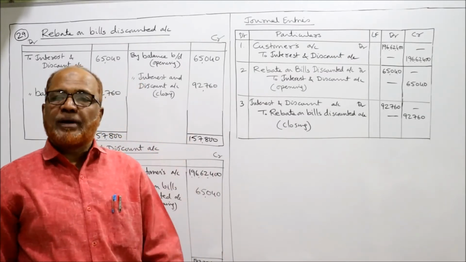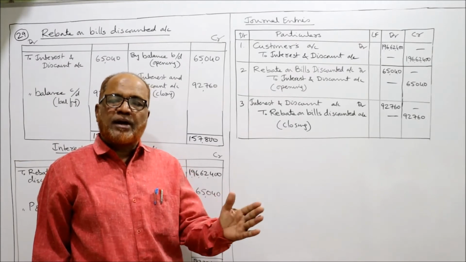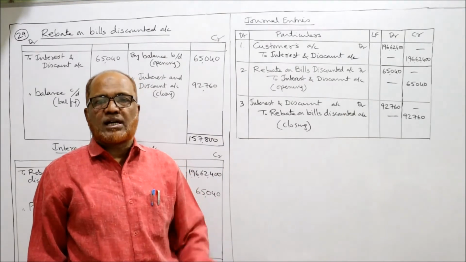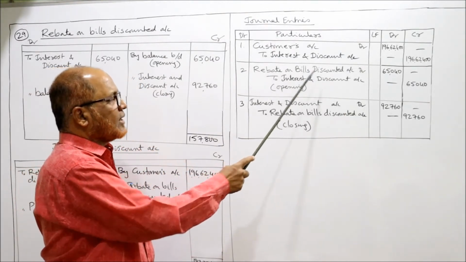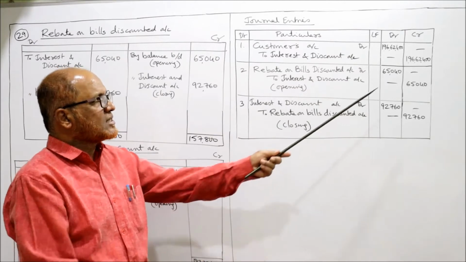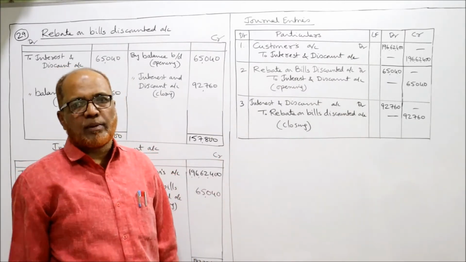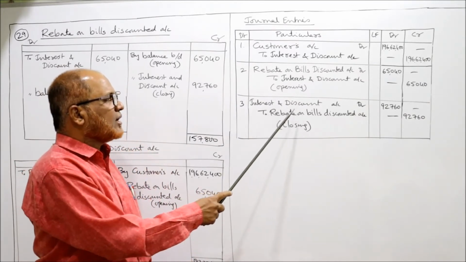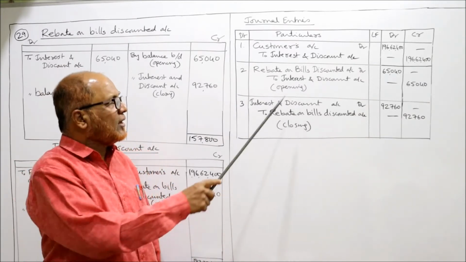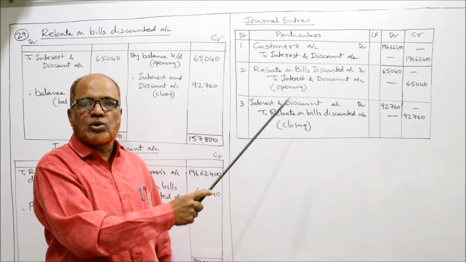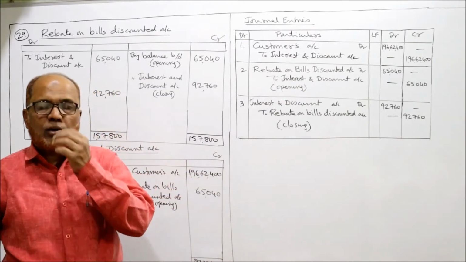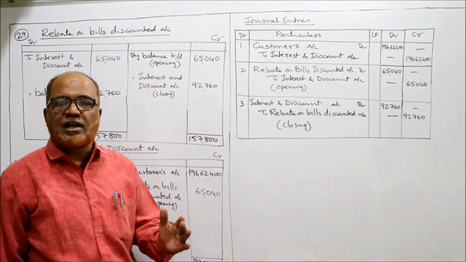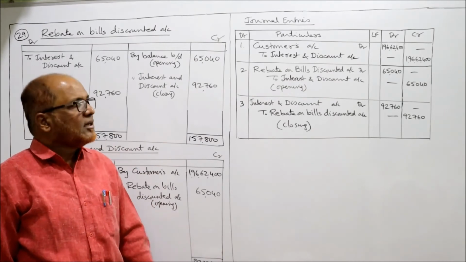Now opening rebate. For transferring opening rebate to interest and discount: rebate on bills discounted account debit to interest and discount, opening 65,040. It is given in the problem. Now closing rebate. Closing rebate: interest and discount account debit to rebate on bills discounted. उल्टा है, opposite. Opening का opposite closing होता. तो interest and discount account debit to rebate on bills discounted 92,760. This is the closing rebate on bills discounted. Right? These are the entries.